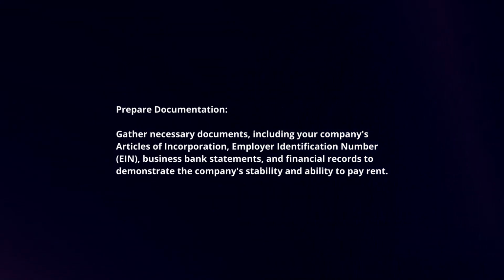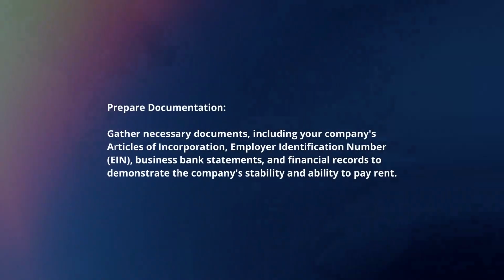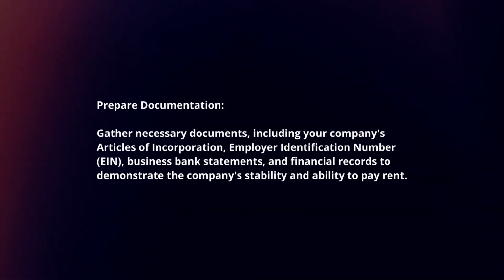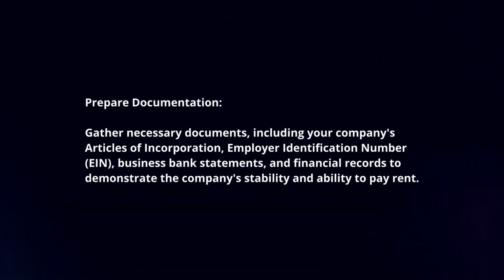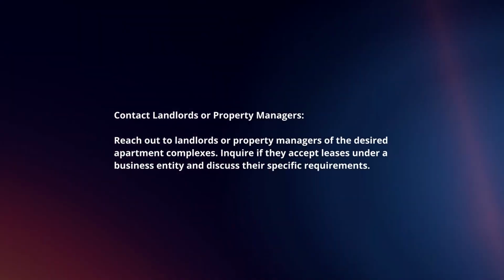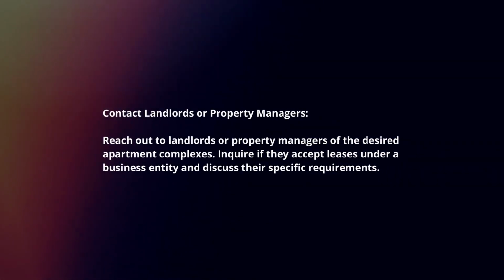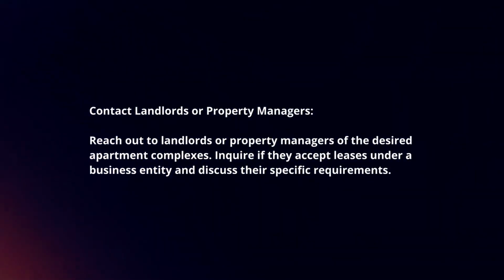Prepare documentation. Gather necessary documents, including your company's articles of incorporation, employer identification number, business bank statements, and financial records to demonstrate the company's stability and ability to pay rent. Contact landlords or property managers. Reach out to landlords or property managers of the desired apartment complexes. Inquire if they accept leases under a business entity and discuss their specific requirements.